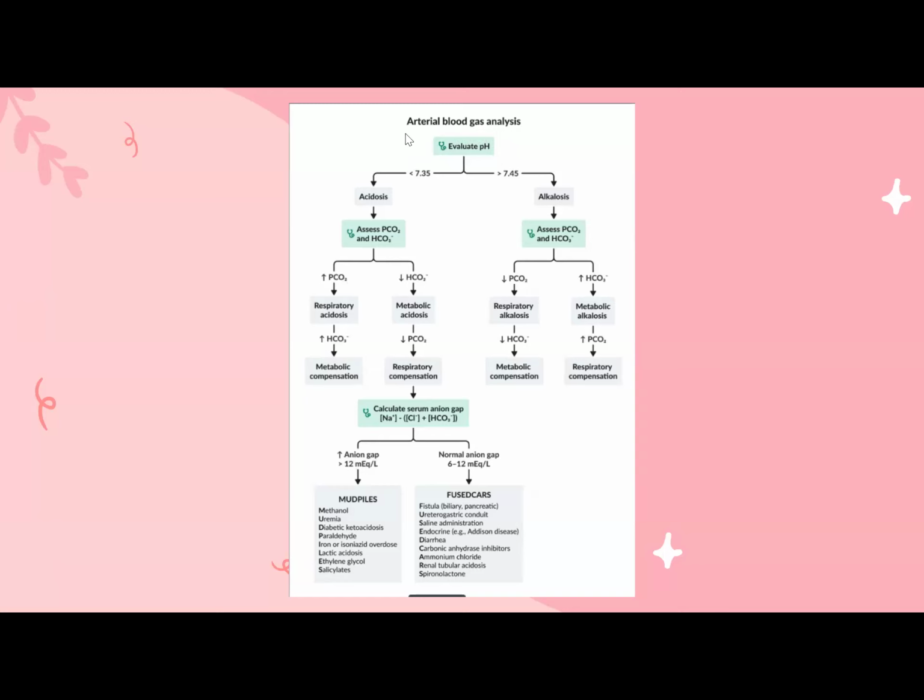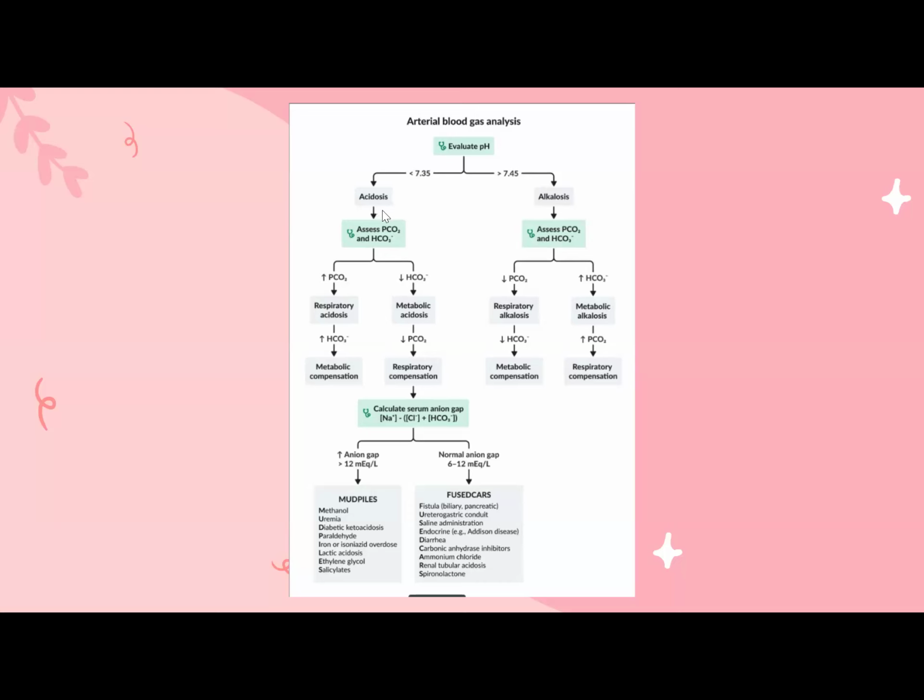So the first thing you would do when you have an ABG sample is to evaluate the pH. Now, the normal pH range is from 7.35 to 7.45, right? So anything less than 7.35 would be acidosis. Anything over 7.45 would be alkalosis. First thing, look at the pH. Now, let's assume that our pH is low. What are you going to do next? You're going to look at PCO2 and bicarb.